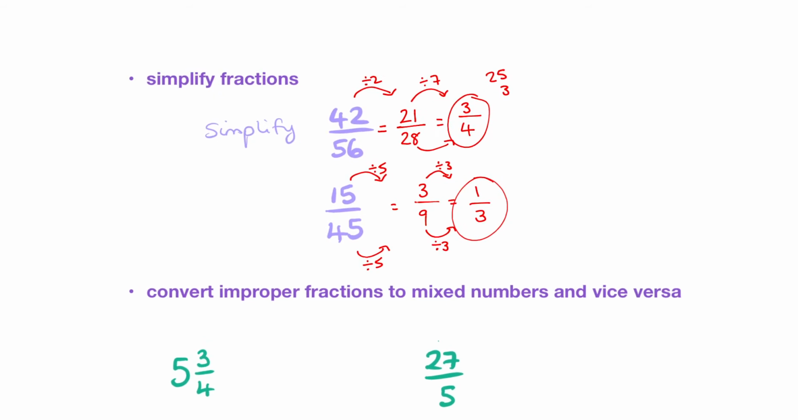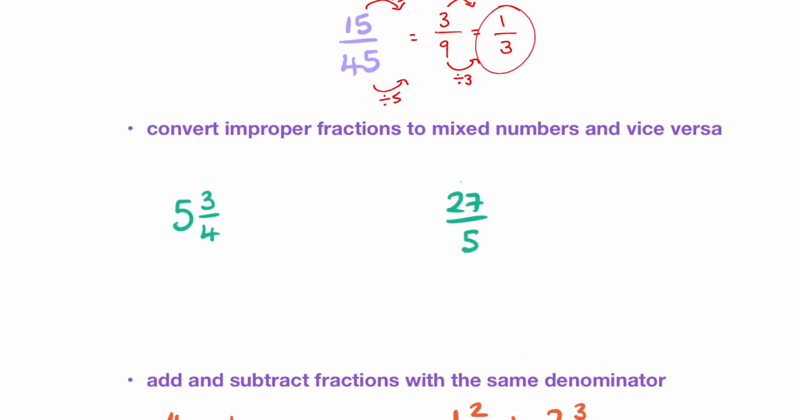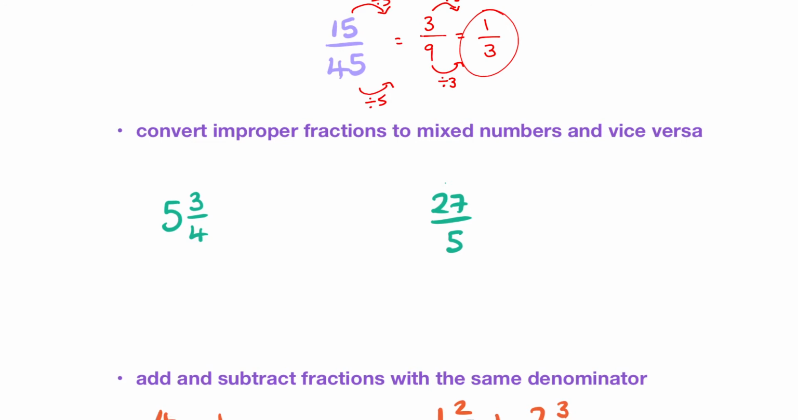Next, convert improper fractions to mixed numbers and vice versa. So we are going to start the other way around though. We're going to start with a mixed number and change it to an improper fraction. So remember our method for doing this. We need to think about a number of quarters. So again, pause the video if you know what you're doing. Just do it and then come back and check.